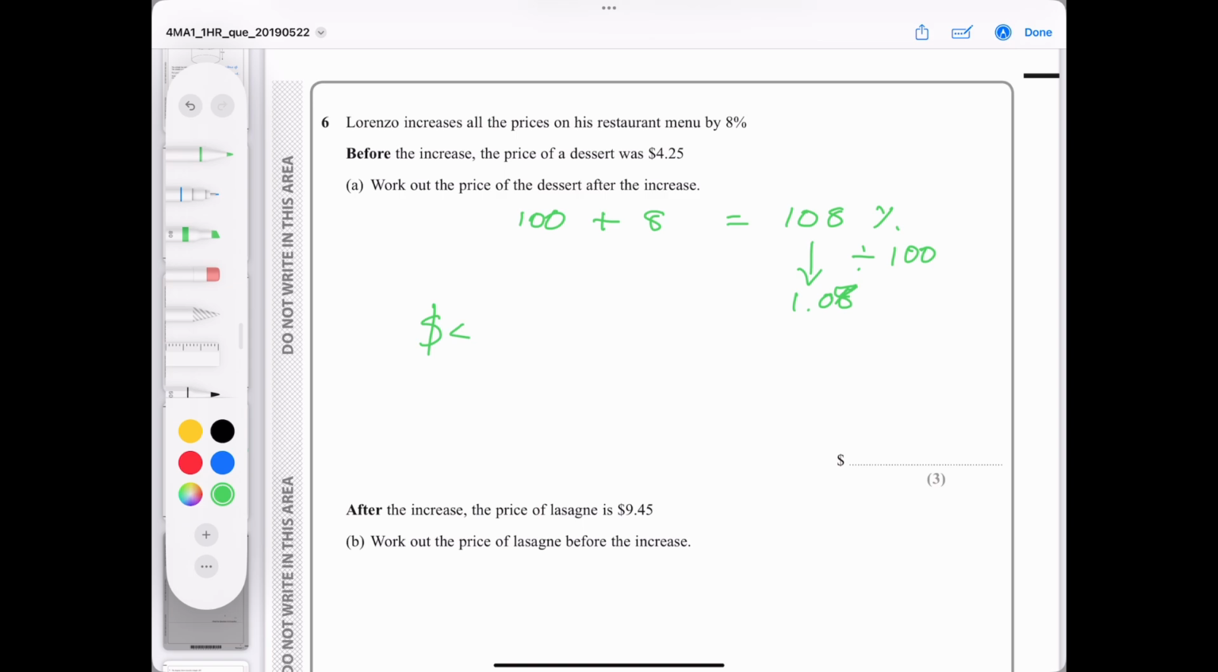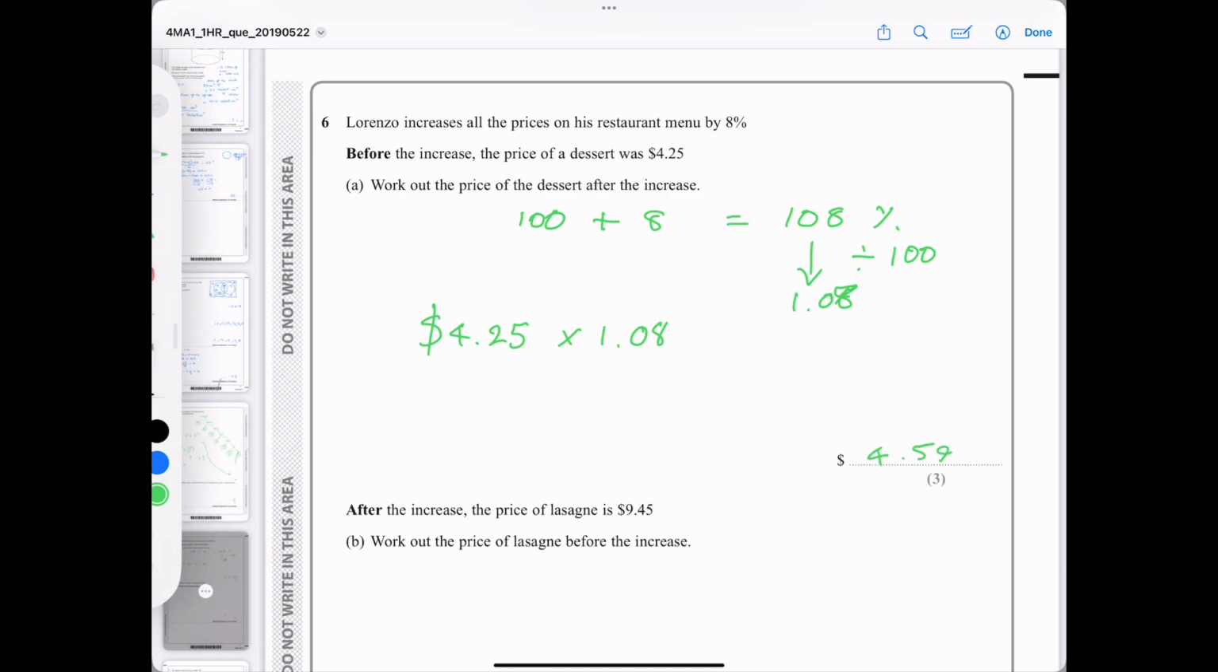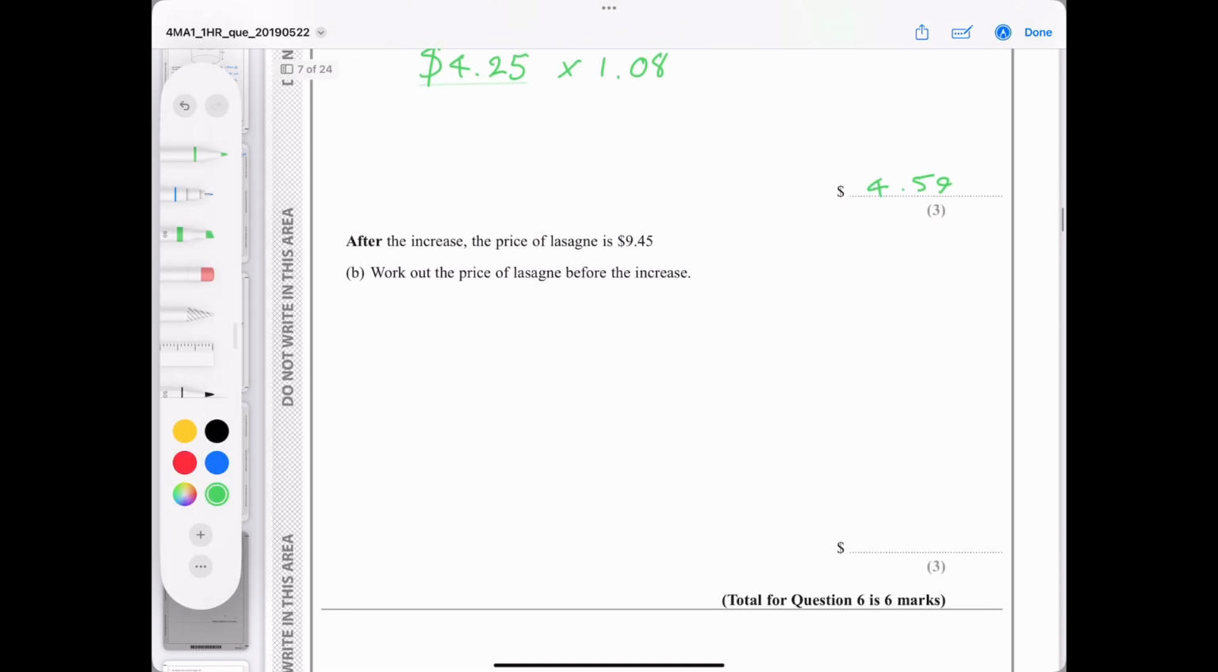Now we're going to go 4.25 times 1.08, and we'll get a bigger number. Let's have a look, 4.25 times 1.08 equals, aha, our answer is $4.59. Doesn't seem so bad, does it? We have been living through enormous amounts of inflation. After the increase, the price of lasagna was $9.45. Work out the price of lasagna before the increase.